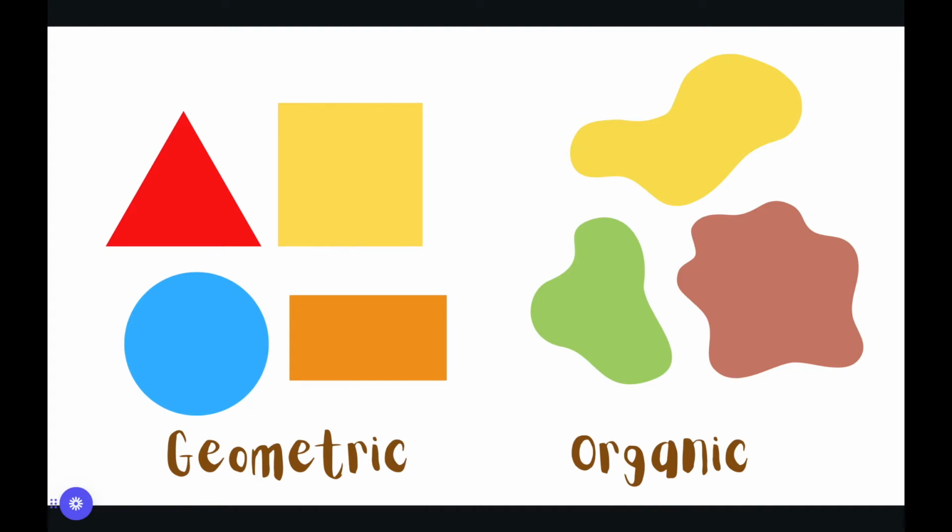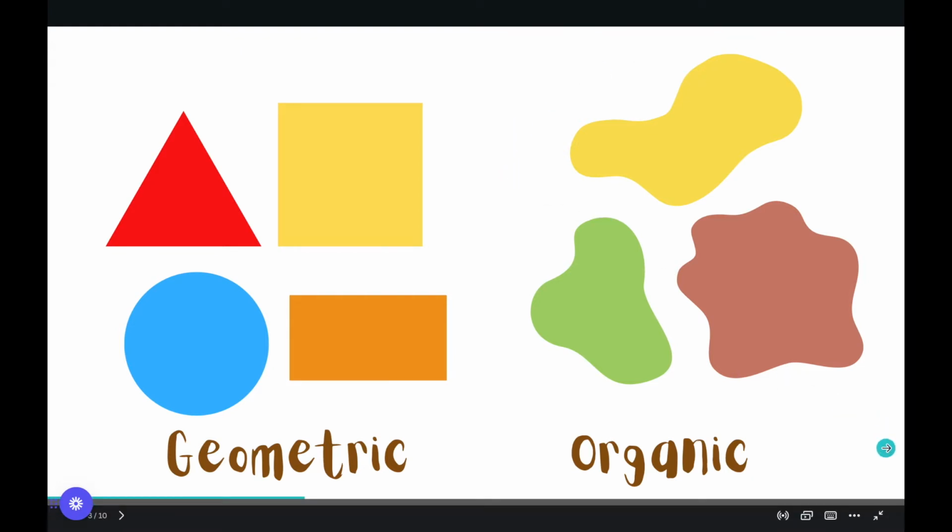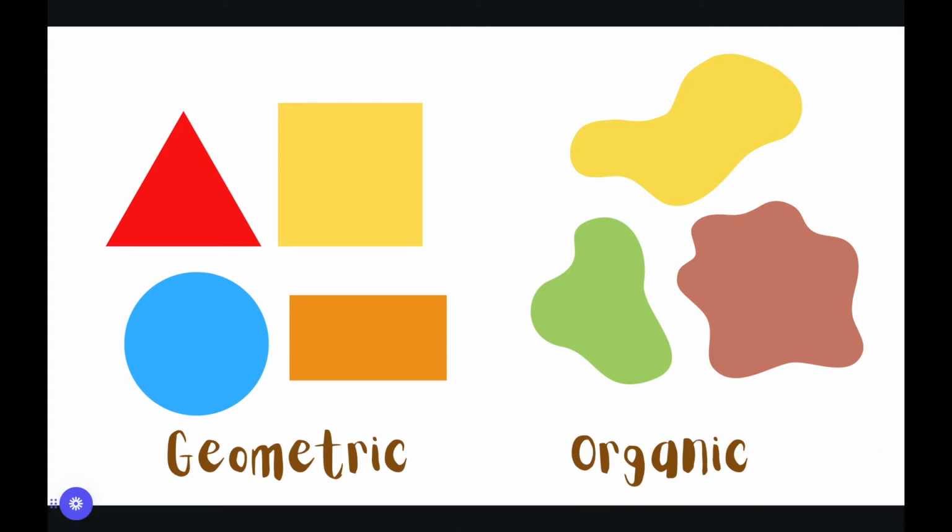Then we also have organic shapes. Organic shapes are more free-form shapes. These are shapes that we might see in nature. Oftentimes they are irregular and they're not symmetrical either. So they're just kind of more random. They're more soft, more maybe what we might see in nature. Although we do see tons of geometric shapes in nature too.